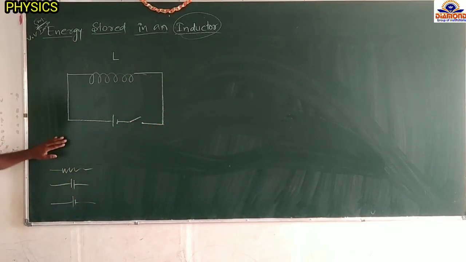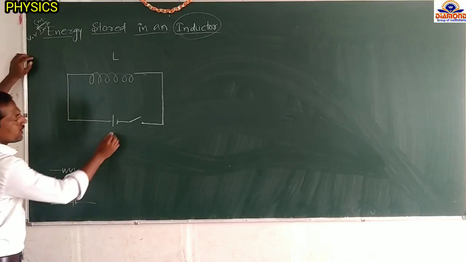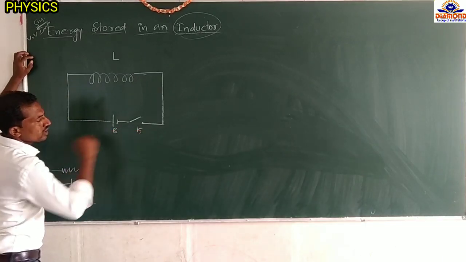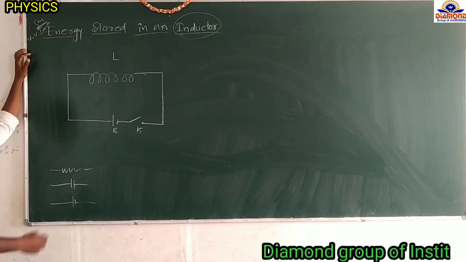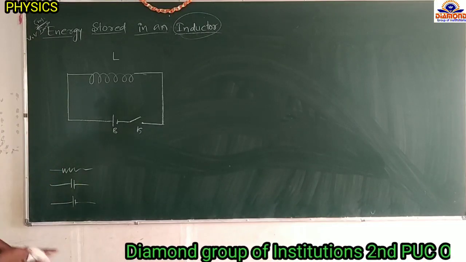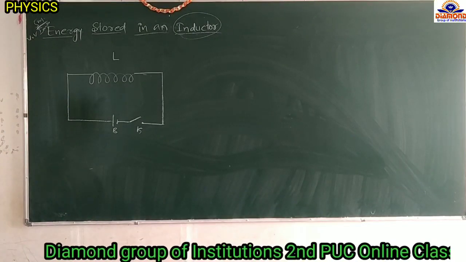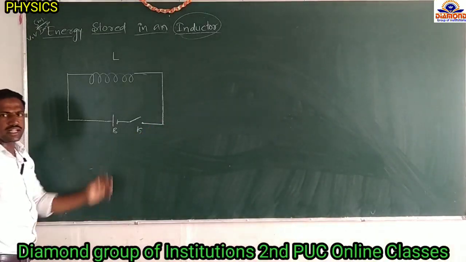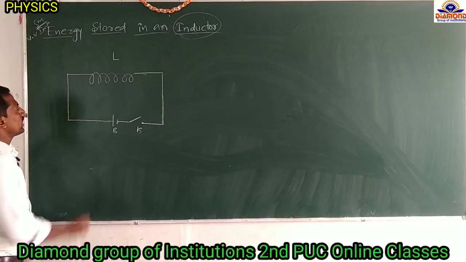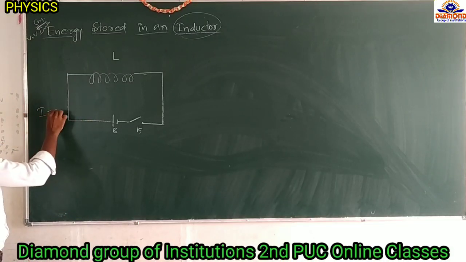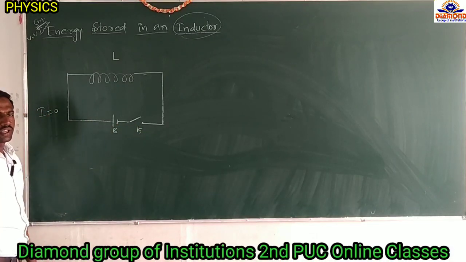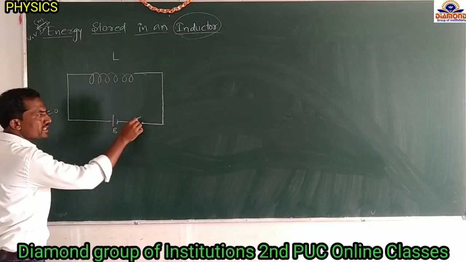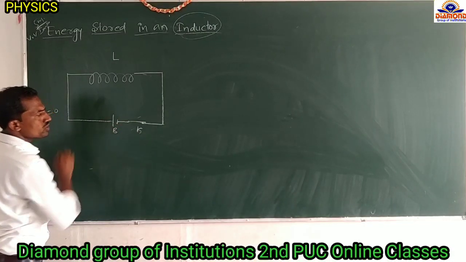An inductor is connected to a battery and key, just as we discussed here. Now the key is open, so current is not flowing. The current in the circuit is 0 when the key is open. Now when the key is pressed, the key will be closed.